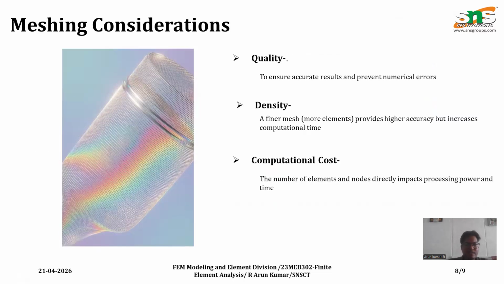The meshing considerations are quality, density and computational cost. Quality ensures accurate results and prevents numerical errors. For density, a finer mesh provides higher accuracy but increases the computational time and cost, and the number of elements directly impacts the process and time.